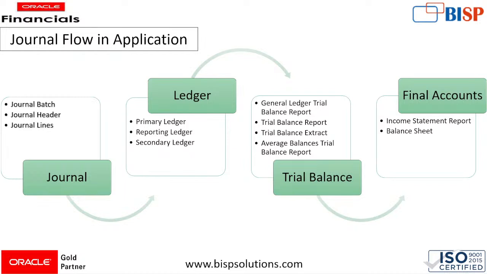And through the ledgers, if they are posted, then you can view them using the trial balances. There are 4 reports available through the schedule process. You can view them when it gets posted, and balances get updated in the trial balances. The general ledger trial balance report, trial balance extract, and average balance trial balance report are there. There are 4 reports for the trial balances.